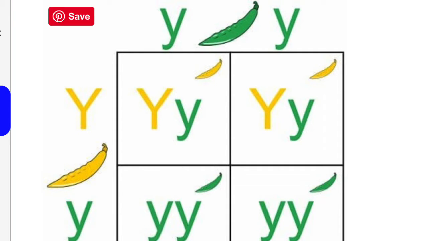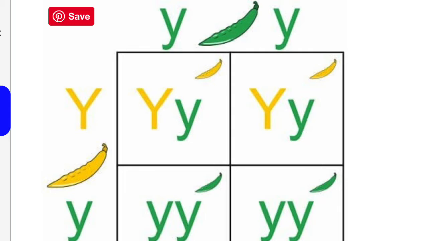So first we have two parents, one homozygous and one heterozygous. The heterozygous has one dominant allele and one recessive allele, while the homozygous one has two recessive alleles. In this example, the yellow color will be the dominant allele, while the green will be recessive. So in this square, each one represents one offspring, one being, one son.